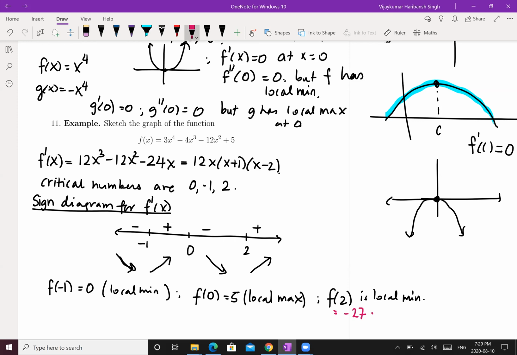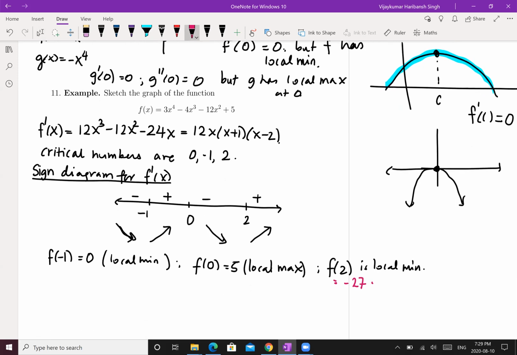Now we have seen the sign diagram for f prime. Now we need to look at the second derivative to see whether it's concave up or concave down. So the sign diagram for f double prime of x. So for that, we have to look at the following.